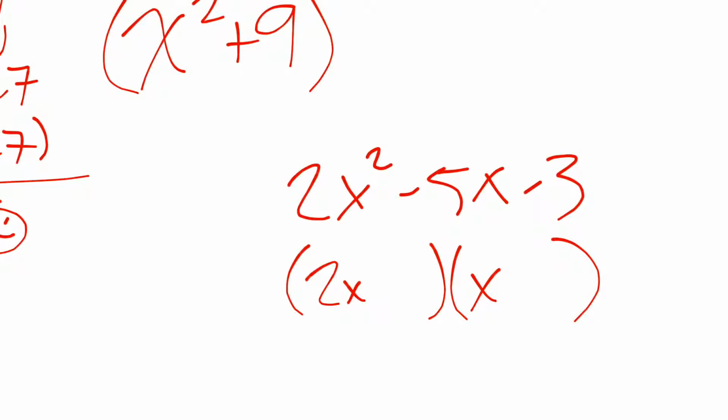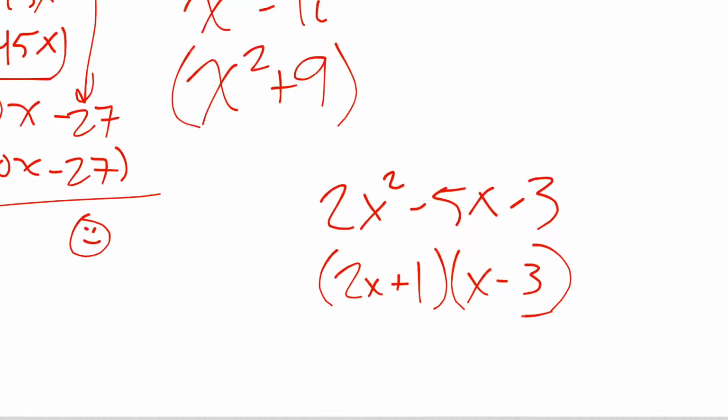Well, to get a 2x squared, I'm going to need a 2x and an x. So now how do we play the game? Well, I know that these numbers have to multiply to negative 3. So I'm really only going to have the options of 3 and 1, one of them being negative, one of them being positive. Negative 1 times negative 3 is negative 3. 2x times negative 3 is negative 6x, and 1 times x is positive 1x. Negative 6x plus x is negative 5x. So I've factored that, which is sick.